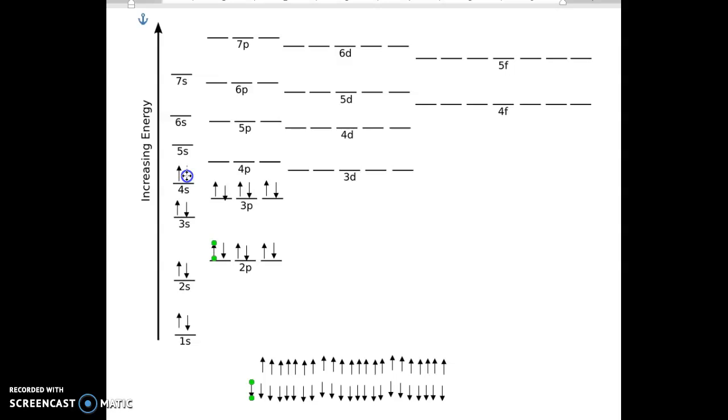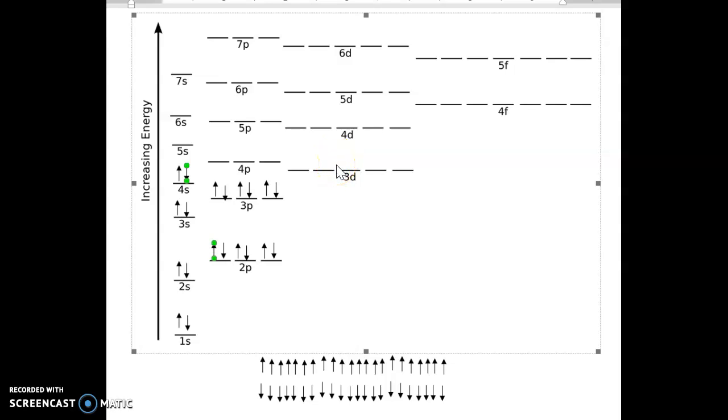Now comes a really important moment, and you'll see this when you look at the actual periodic table. Even though we started the 4th energy level here, we haven't completed the 3rd. That's because the 4s, which has the lowest energy of the 4th energy level, is actually lower than the 3d's, which is the highest energy in the 3rd energy level. These are the orbitals of the 3rd energy level. And this is something called orbital overlap.